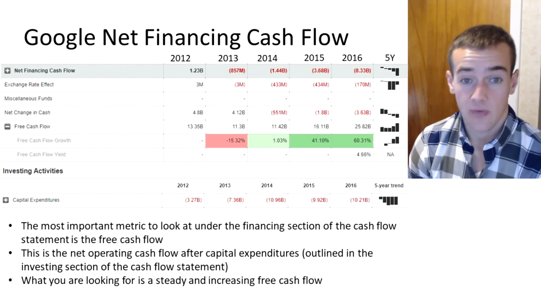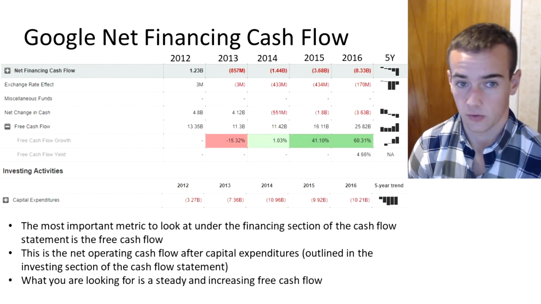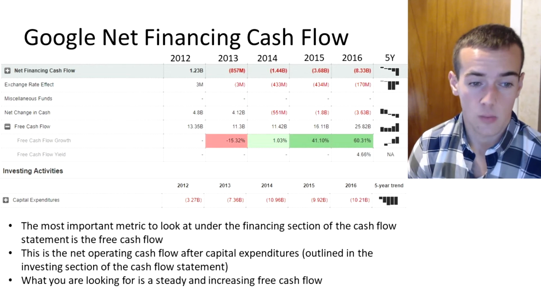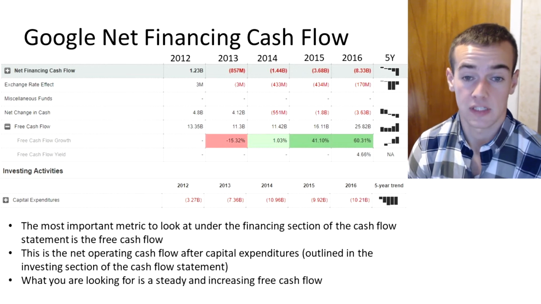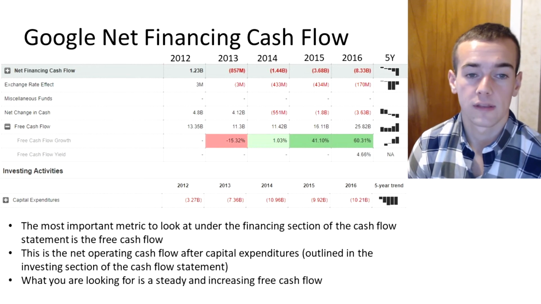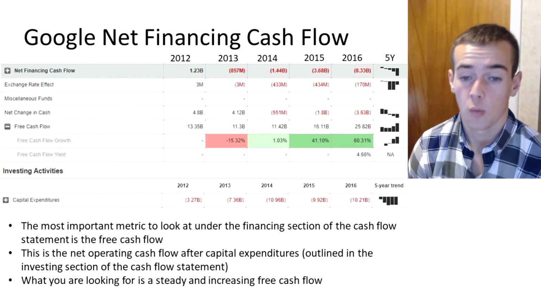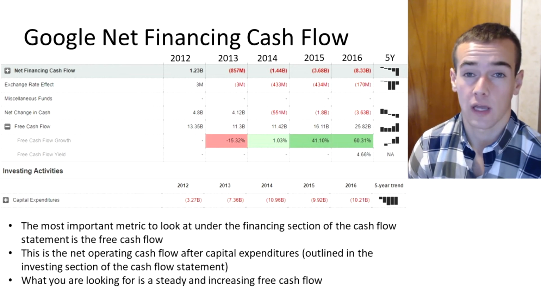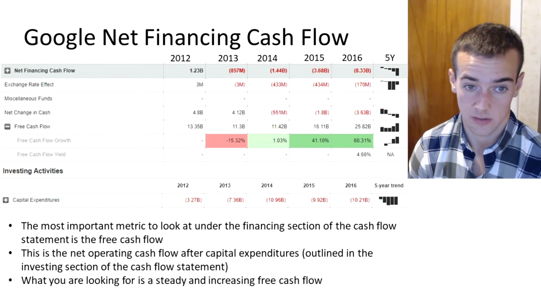And next we have the financing section of the cash flow statement, and I also included investing activities under the investing section of the cash flow statement because that's really the only thing I pay attention to under that section. The most important metric to look at under the financing section of the cash flow statement is the free cash flow. So what this is the net operating cash flow after the capital expenditures, which are outlined in the investing section of the cash flow statement.